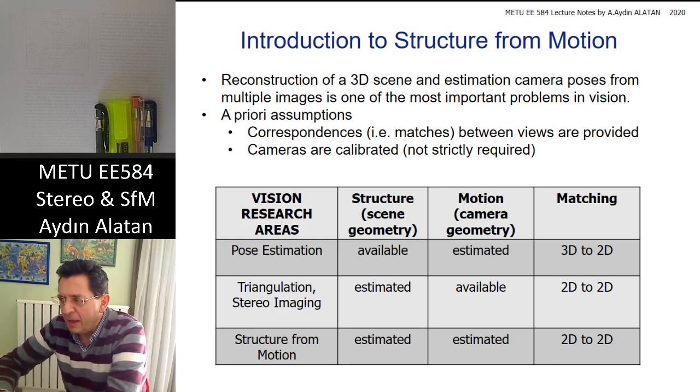And finally, I'm going to talk about something general, structure from motion, where this time, for example, 2 or more images are available, and I don't know the scene geometry, the 3D information. I don't know the poses, the locations of the cameras, their views with respect to each other. The only thing I know will be their feature matches between frames. Again, as I said, I'm going to go through these things one by one. Today I'm going to start with pose estimation.